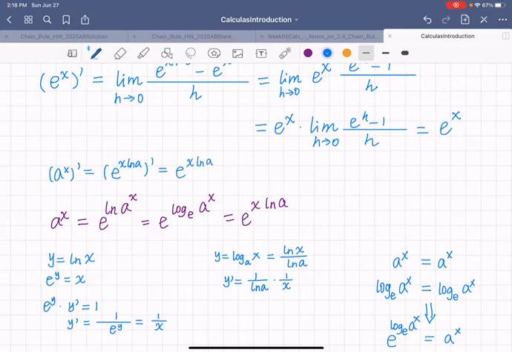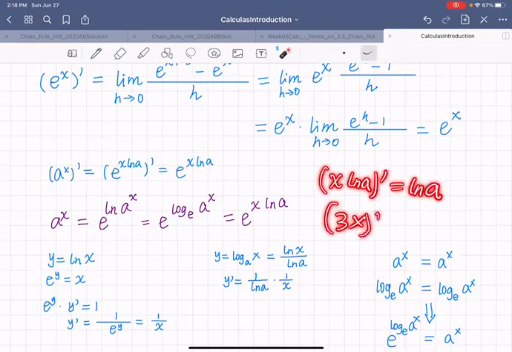But remember the chain rule. This is not x. You want to do this part's derivative. What is its derivative? x times ln a has derivative ln a. That is the coefficient, just like 3x has derivative 3, okay? So you want to write down ln a.